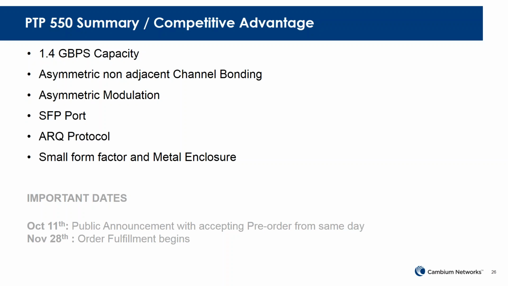The PTP 550 has a small form factor and metal enclosure. This is a really important physical attribute of the product, because it's so small and light that it's much easier to carry up the tower and to install. And having a metal enclosure always helps, especially in winter conditions or summer, where temperatures can be brutal. It's much safer to use metal versus other forms.